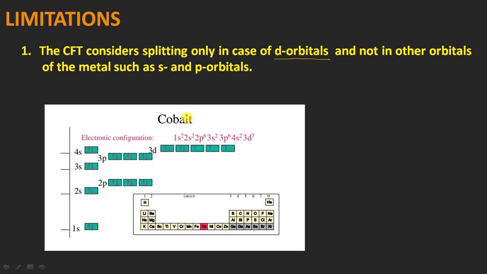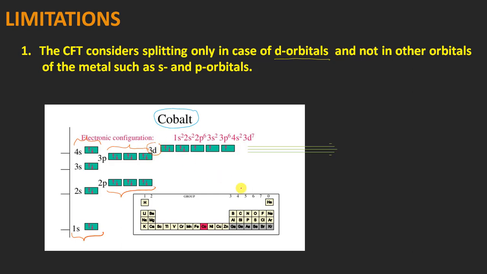So here you can see that this is the electronic configuration of the cobalt, in which there are present these s orbitals here, which are the 1s, 2s, 3s and 4s. After that comes the p orbitals, which are the 2p and 3p here in case of cobalt, and finally the d orbitals, which are the 3d type of d orbitals here, right?